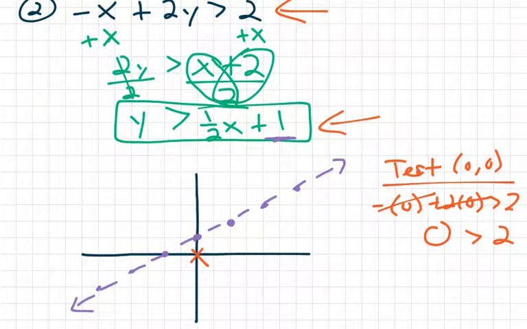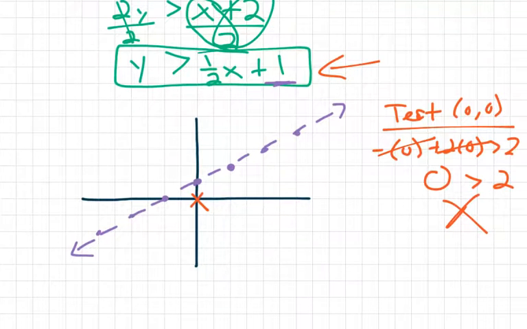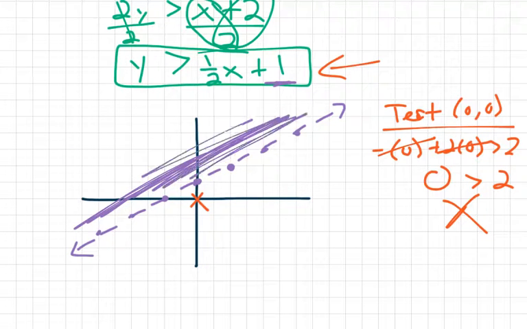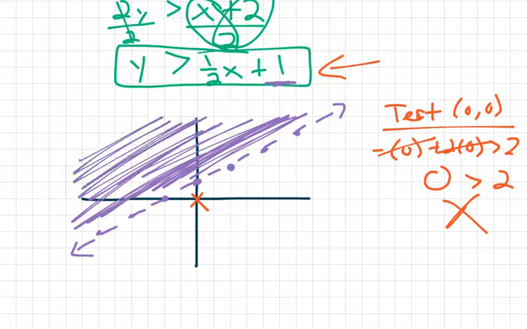This is not a true statement. This is false. 0 is not greater than 2. So what this means is the point I tested was on the bottom, lower right-hand side of the line. When I tested that side, I got a false statement, which means all of the points on this side of the line are going to give me false statements. So the opposite side of the line is where all the true statements are. When I shade, that's the side of the line I shade in.